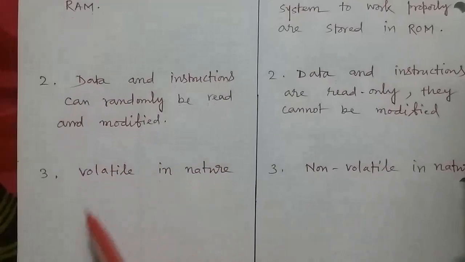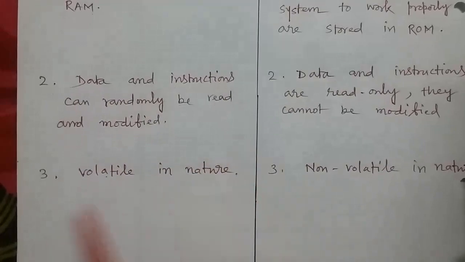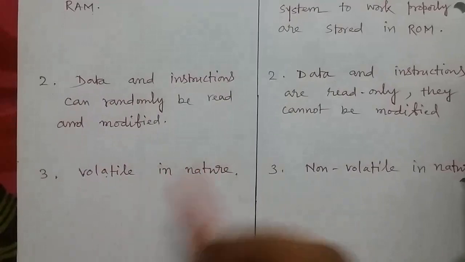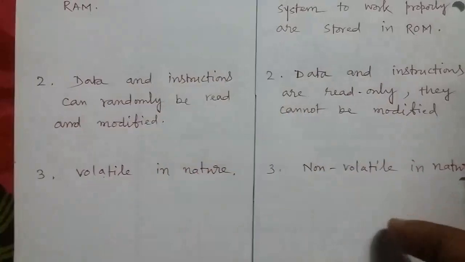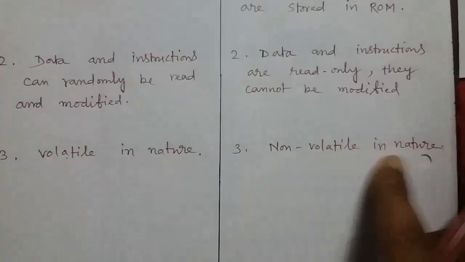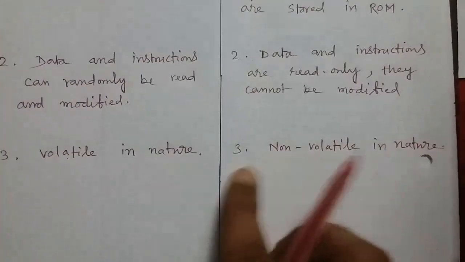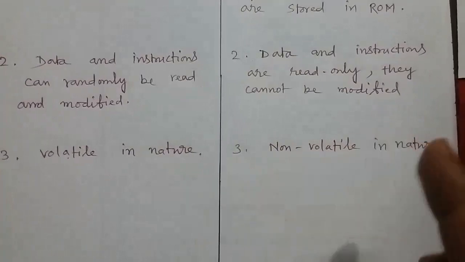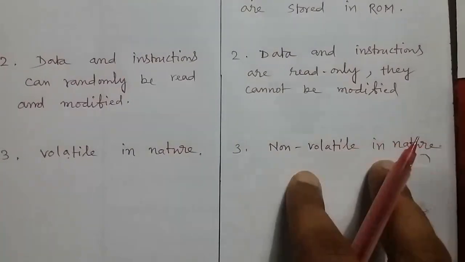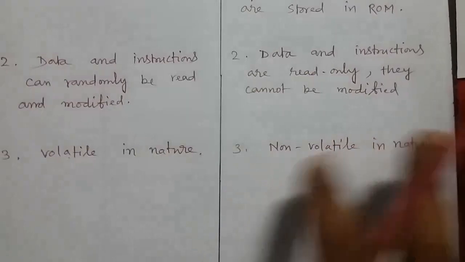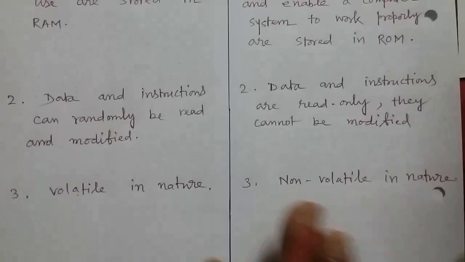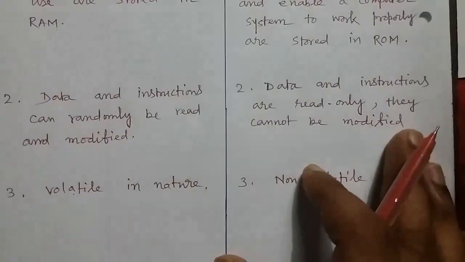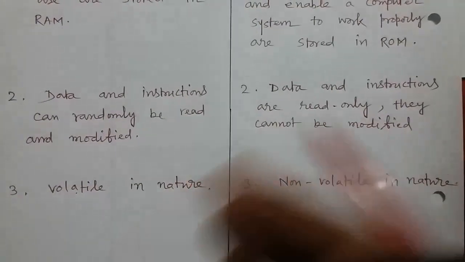Okay. And the number 3, already know, it is volatile in nature because the data is retained in RAM as long as the computer is turned on. If the computer is turned off, the data are also erased. And ROM is non-volatile in nature, so the data is retained. So the data are retained in ROM regardless of whether the computer is turned on or turned off. So that's all about the central processing unit and the computer's primary memory.